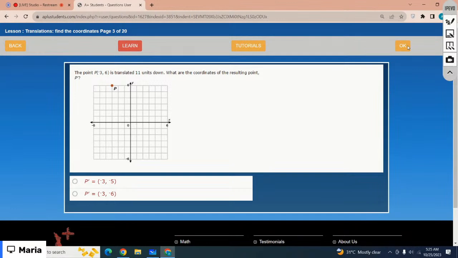Okay, the point P negative 3, 6 is translated 11 units down. What are the coordinates of the resulting point? When you move 11 units down, it would be negative 3 and negative 5. Option number 1 is the correct option.